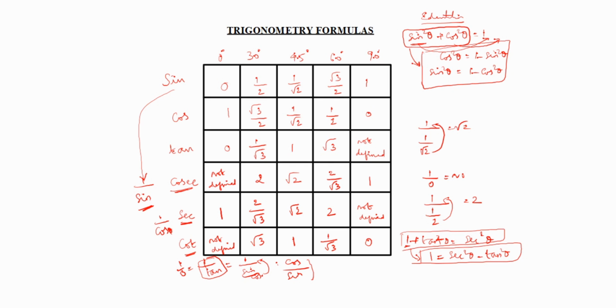The same way, cot square theta plus 1 is equal to cosecant square theta. So you have to keep 1 here. This cot square theta goes to this side. So what comes? 1 is equal to cosecant square theta minus cot square theta. This is the formula. You have to remember this formula.